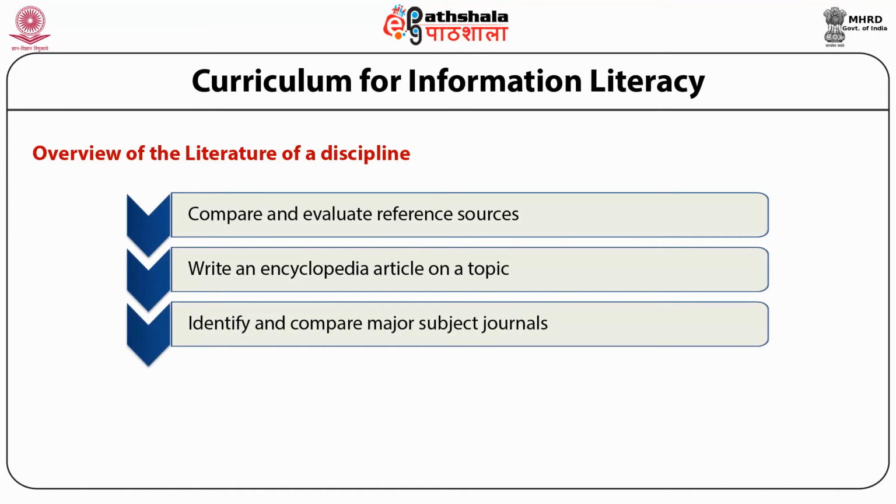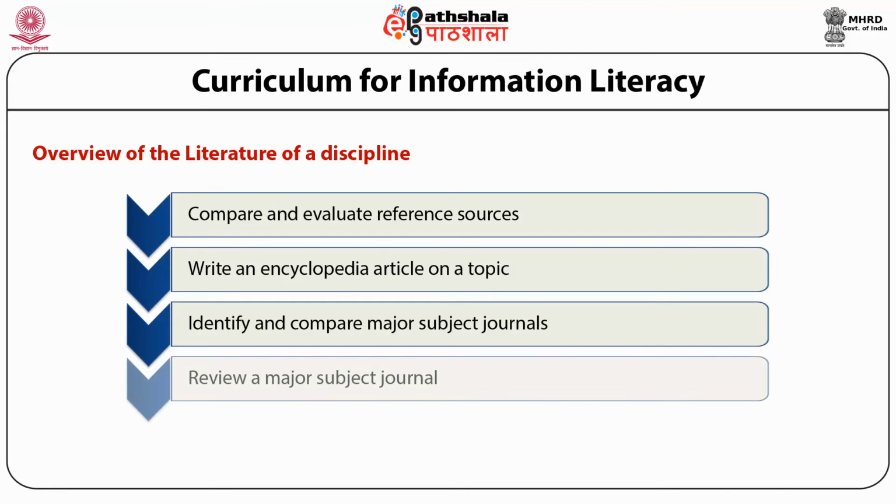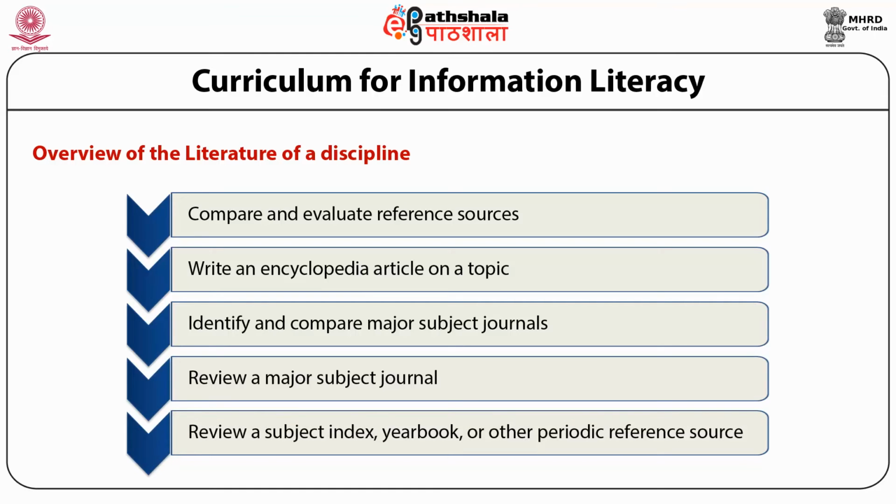Third, identify and compare major subject journals. Introduce students to the role of journals in the field and see how journals can differ in approach and perspective. Number 4, review a major subject journal. Trace how a journal changes over the time, who has published in it, what topics are covered, and how they are covered. Fifth, review a subject index, yearbook, or other periodic reference source. Note how trends in topics are studied and the ways they are studied evolve over time.